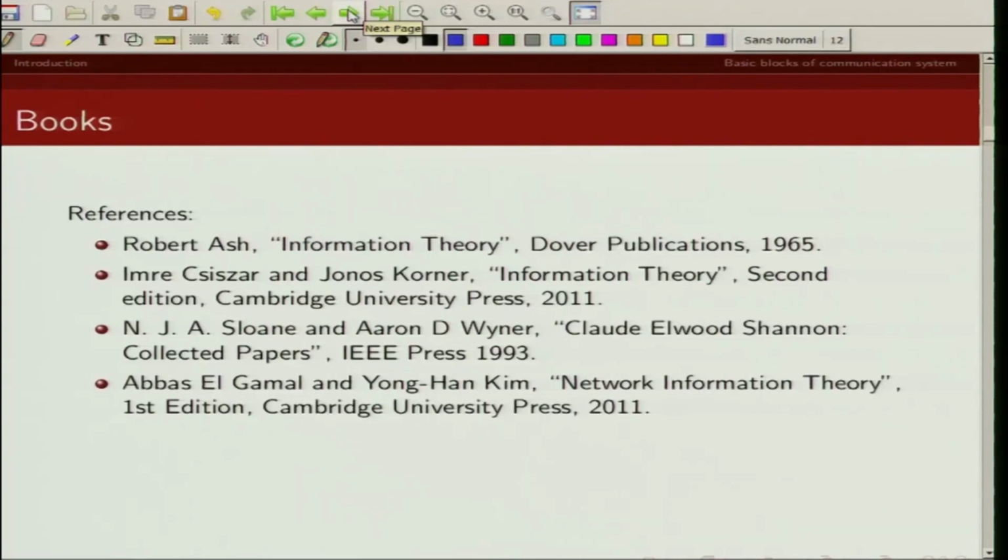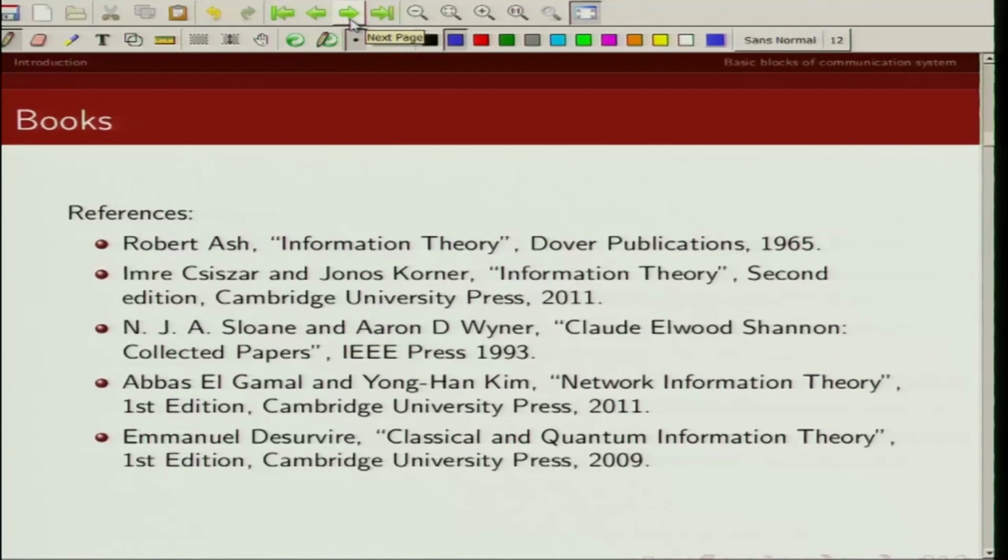Now there's a separate book on network information theory by Professor Abbas El Gamal and Young-Han Kim. They also have a set of lecture notes which are readily available on the internet on network information theory. That's a very nice reference on network information theory. And finally, this book covers both classical as well as quantum information theory. Though we will be covering in this course only classical information theory, those of you who are interested to learn quantum information theory can refer to this book by Emmanuel Desurvire.